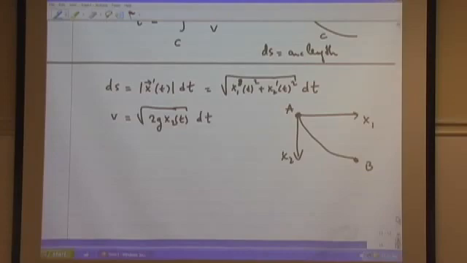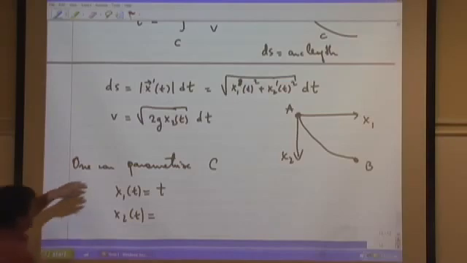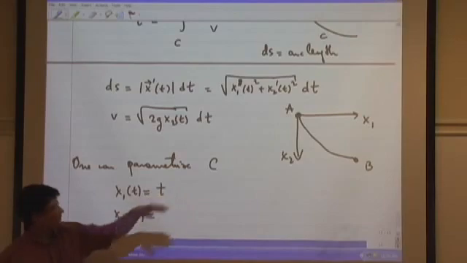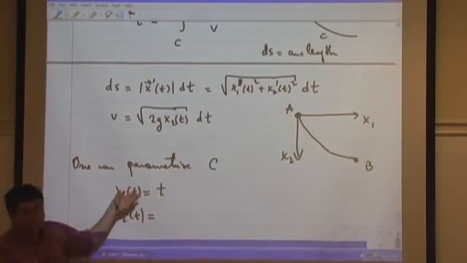And now finally, the other thing to say is that one can parameterize the curve C such that x1 is just t. So you can always parameterize a curve. Well, not always, but you can parameterize. You can only consider the curves that can be parameterized by x1 equals t, and x2 is a function of x1, pretty much.